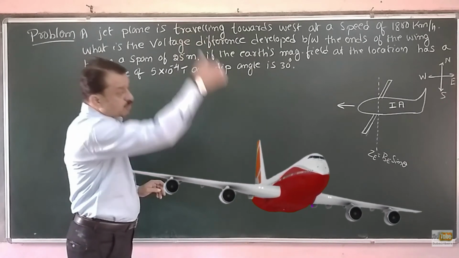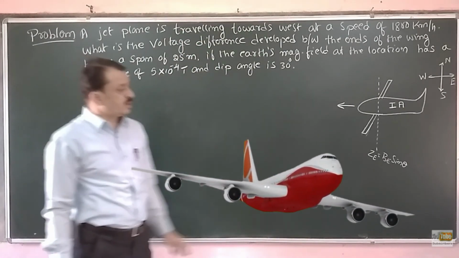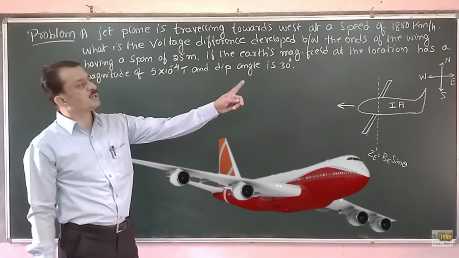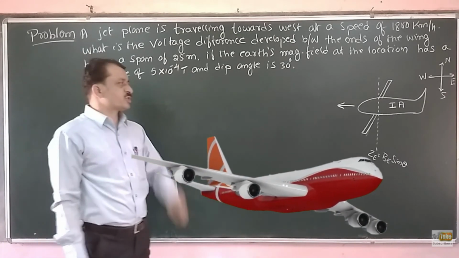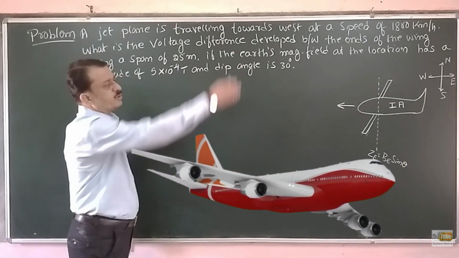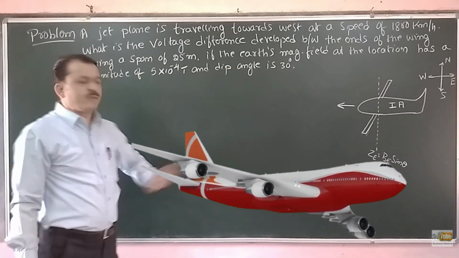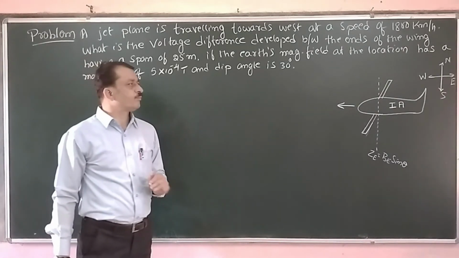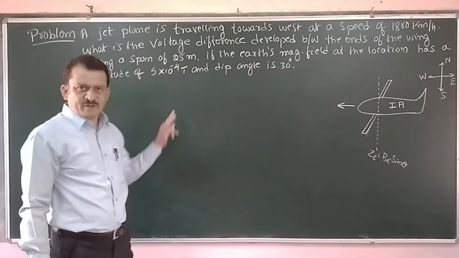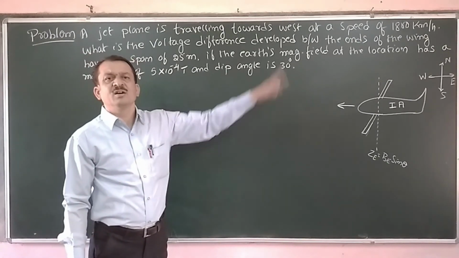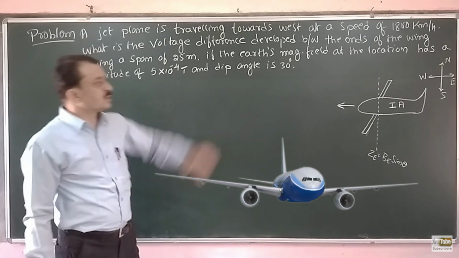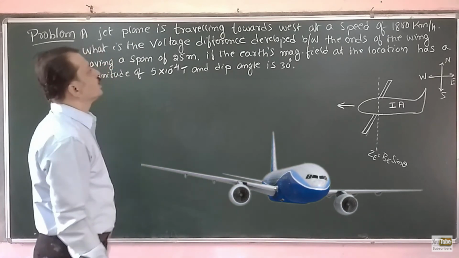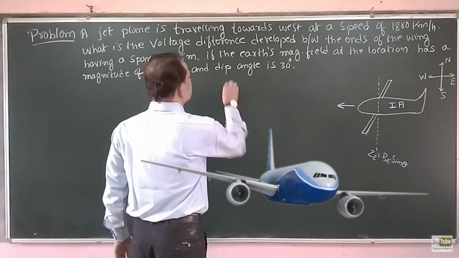We have to work out what is the vertical component of the Earth's magnetic field. The vertical component is given by Z is equal to B into sin theta. Now look at that, the aeroplane is traveling towards the west. Now we have to work out what is the EMF induced across the ends of the wing. From the diagram, the aeroplane is moving towards west. That means the velocity is towards the west. The conductor length is along north-south direction, and the magnetic field is downwards.